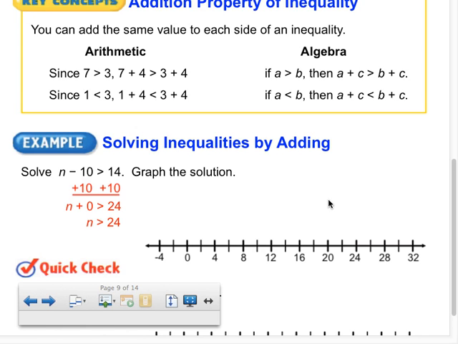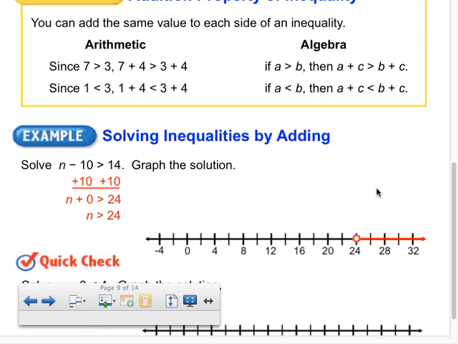And who can explain to me how we graph that? Remember that from lesson 9? How do we graph that? Go ahead, Khadijah. Open circle or closed circle for this graph? Open circle. And which way am I going to shade, to the right or the left? To the right. So at 24, I have an open circle, and it's everything to the right. Are we good? Yep, what's your question?